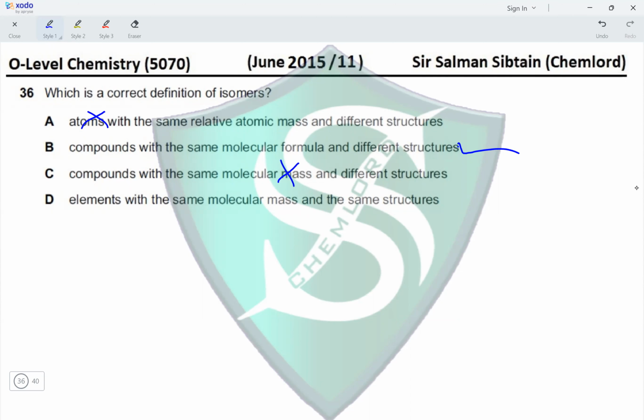Compounds with the same molecular mass would have the same molecular mass, but this is not the definition of isomers. Isomers have the same molecular formula and different structural arrangement. Next, the elements with the same molecular mass and same structures. They are not elements, they are compounds. So this makes option B the correct option for this question.